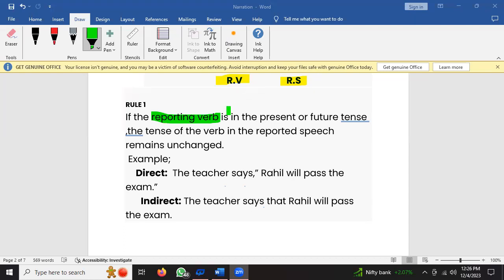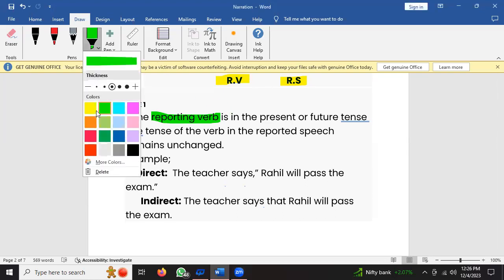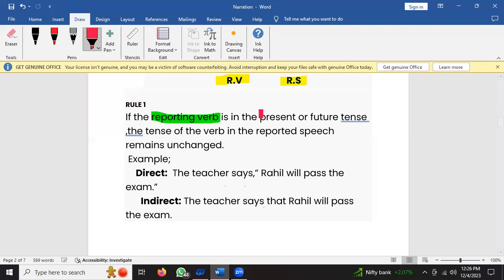Now, rule number 1 says if the reporting verb is in present or future tense, look at this, present or future, there will be no change in the reported speech. I am repeating again. If the reporting verb's tense is present or future, we do not change anything in the reported speech. Is it clear? Yes, sir. Sir, can you repeat it?